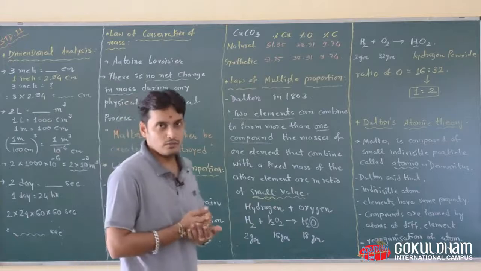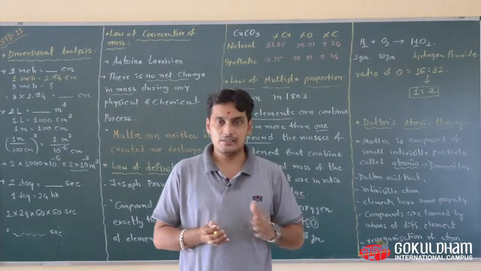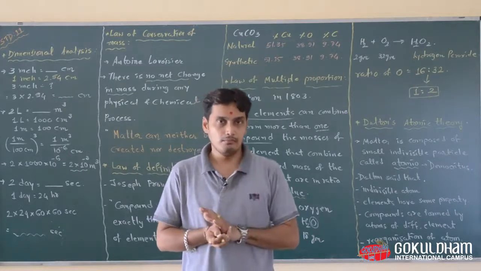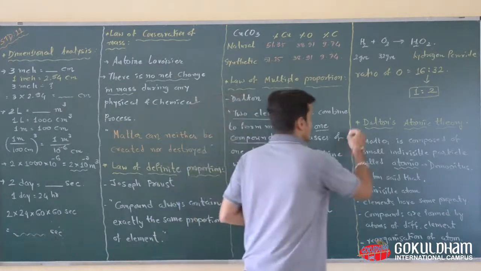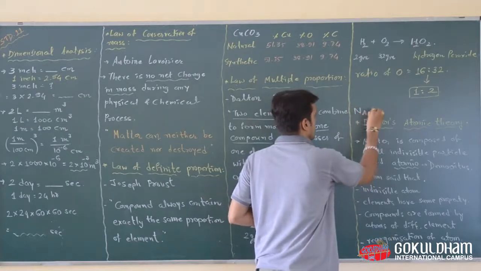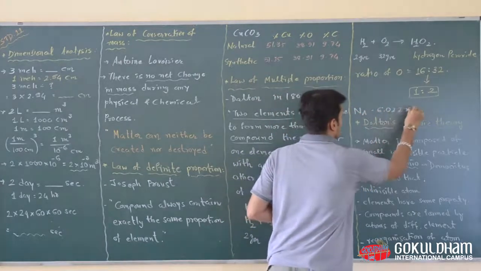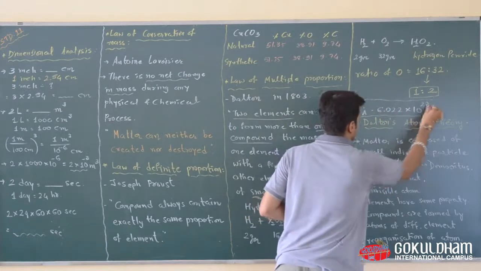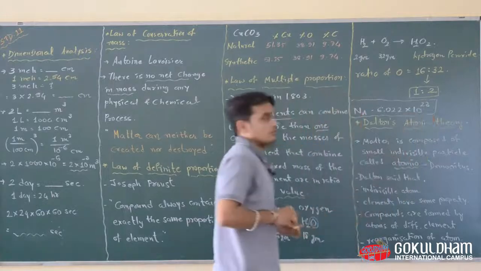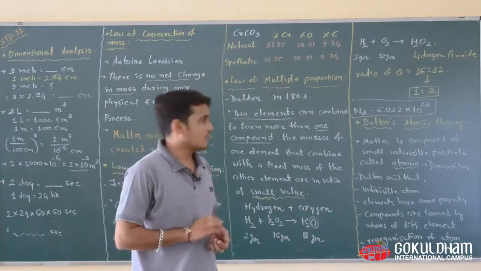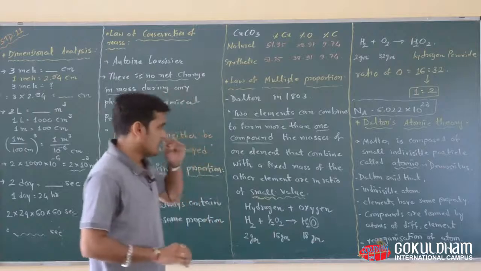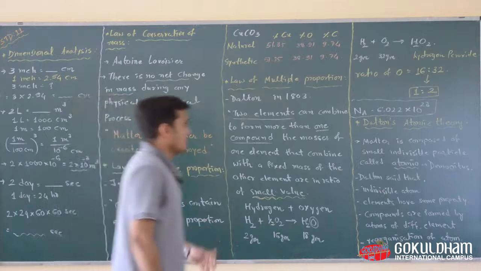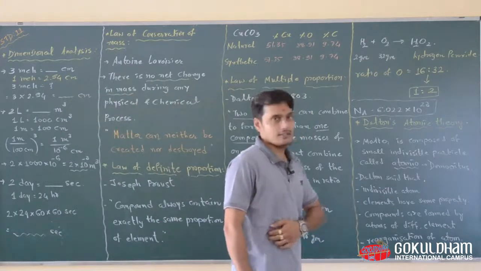Avogadro law, you already know that 1 mole of any gases or any solid or any liquid will contain exactly the same numbers, and that number is known as Avogadro number, 6.022 into 10⁻23. This is the basic, only one detail which you have to learn from the Avogadro law. After this law of multiple proportion, we are going to discuss about Dalton's atomic theory.